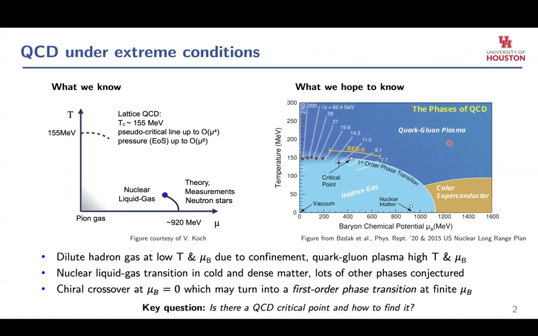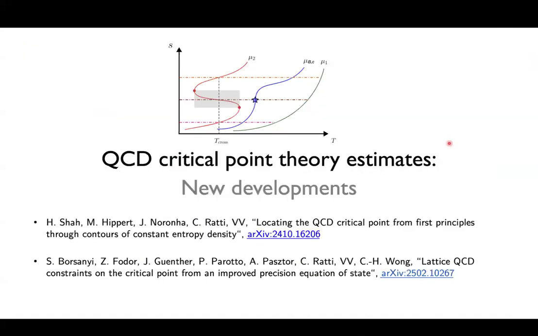And one of the key questions here, maybe the first one to answer, is whether there is a critical point, and if it does exist, where exactly is it located? So this is still an open question. There have been new developments which give us hints where it might be. So I will cover these developments here based on these two recent preprints.